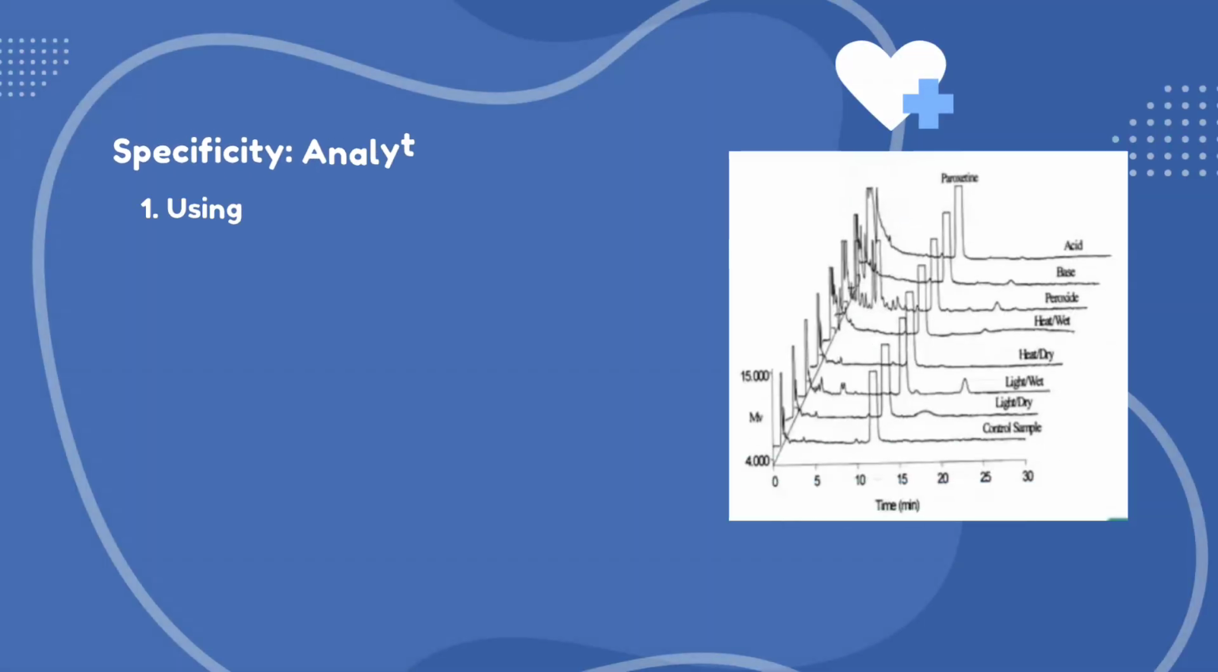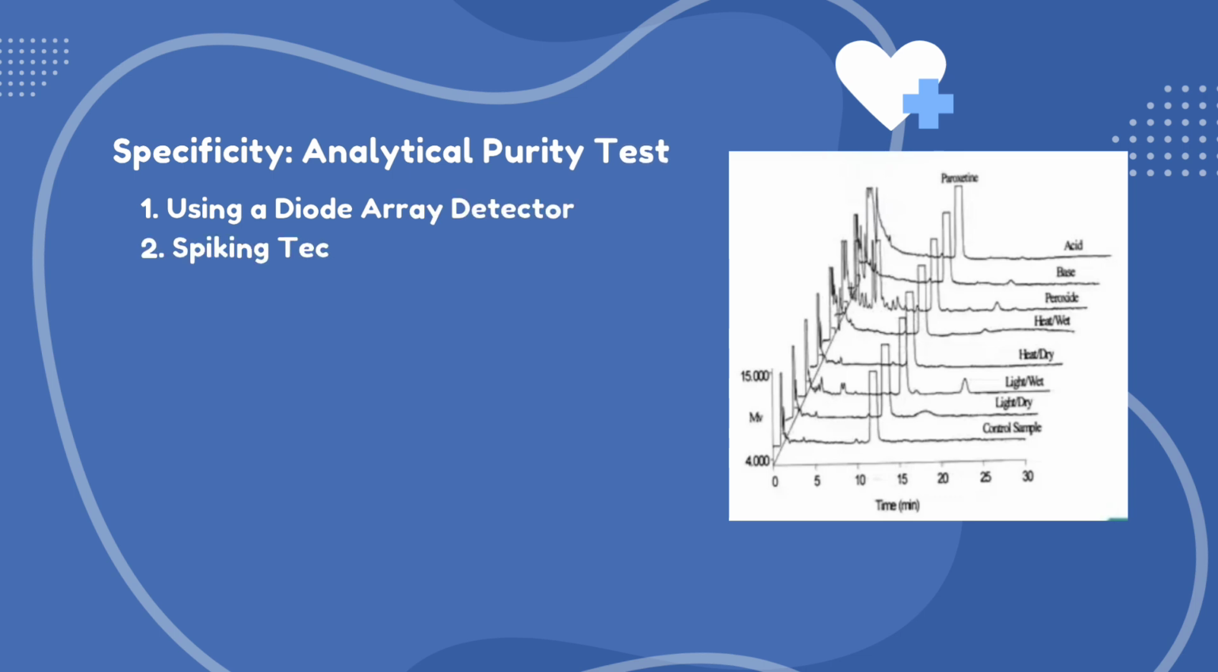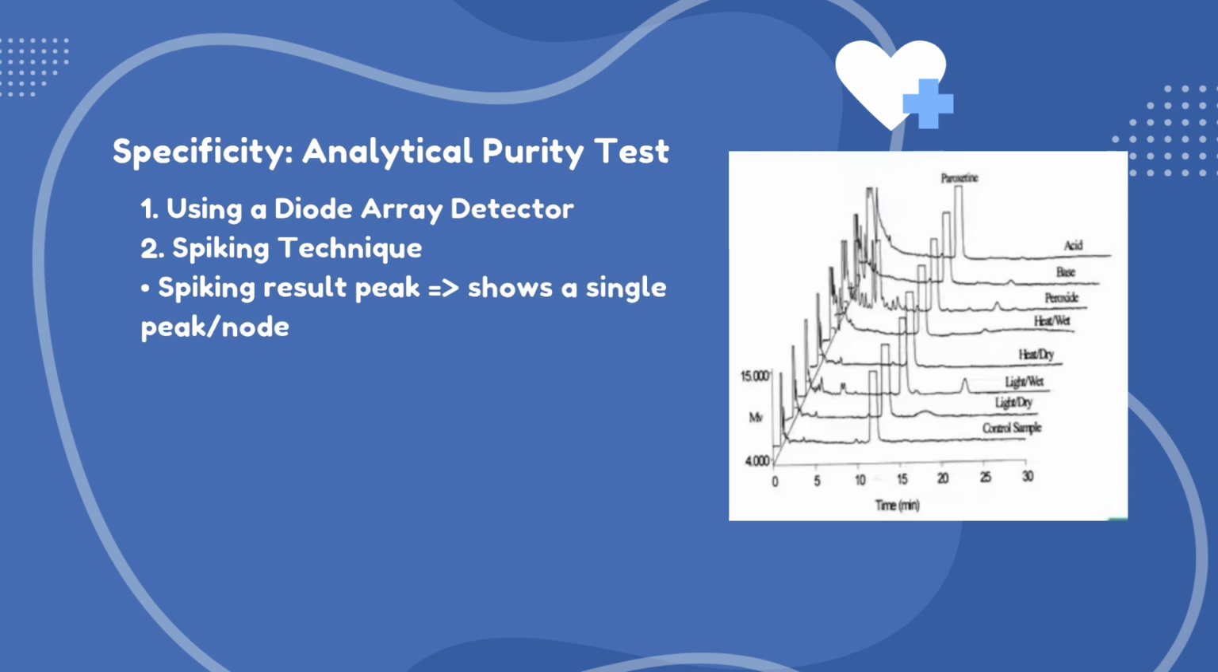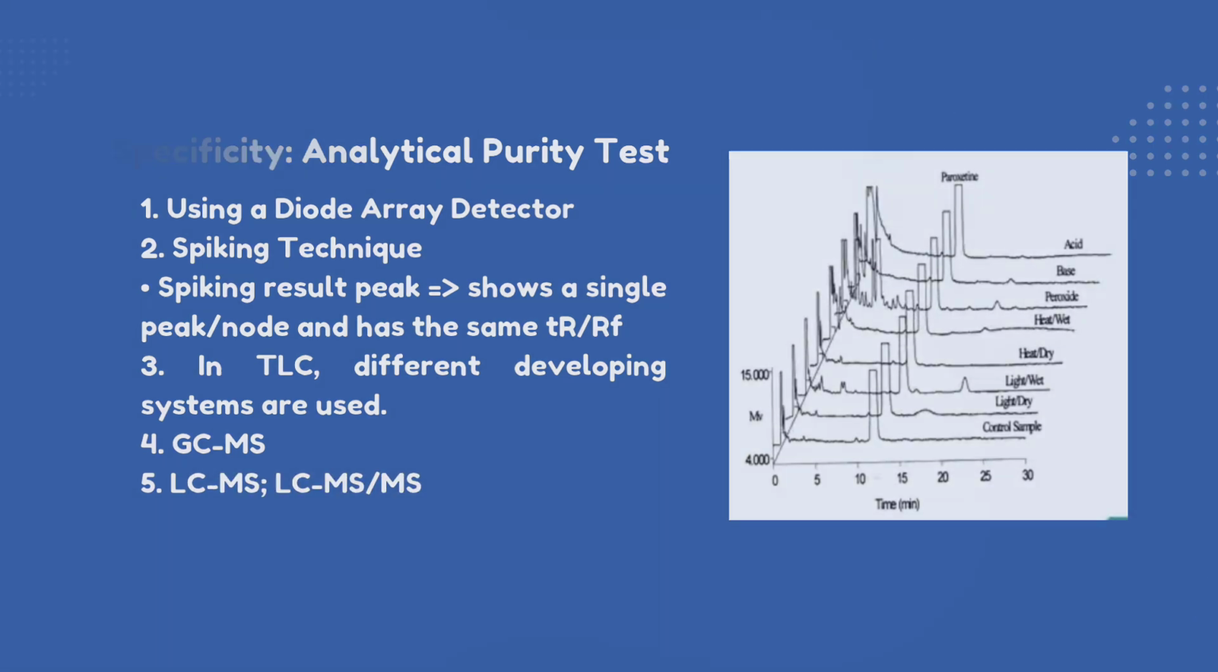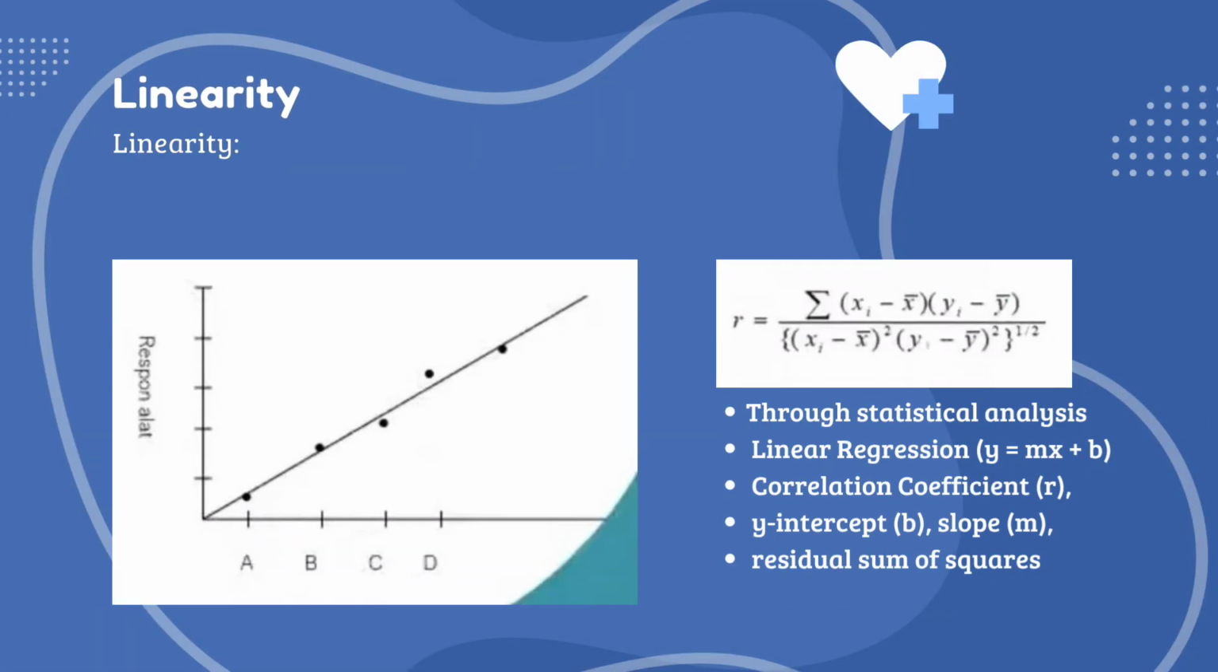Specificity, analytical purity test: 1. Using a diode array detector. 2. Spiking technique, where the spiking result shows a single peak and has the same retention time. 3. In TLC, different developing systems are used. 4. GC-MS. 5. LC-MS, LC-MS/MS.